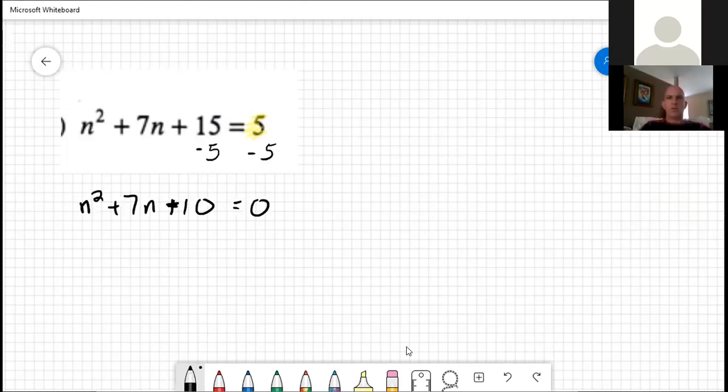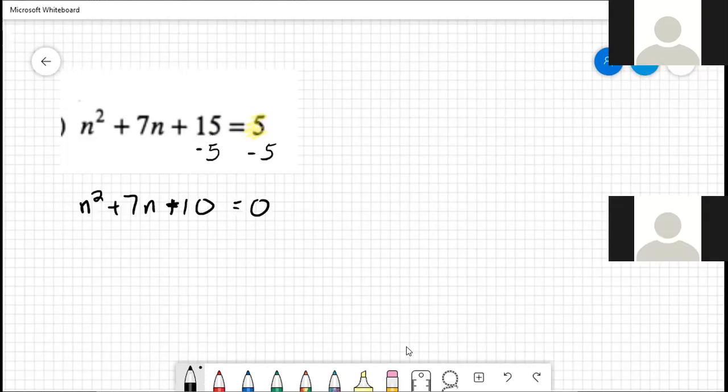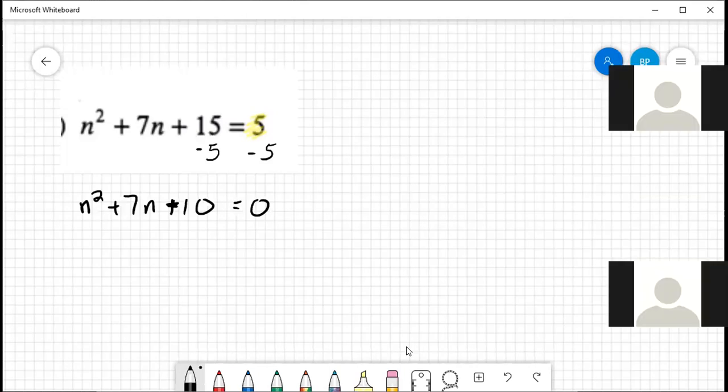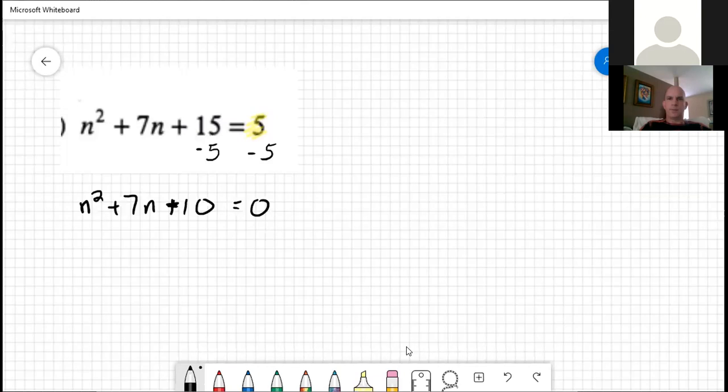Who can tell me what we would do with our signs here? What are these two plus signs in the trinomial telling me about the signs in the binomials? All right, looks like I got a couple of hands here. So let me locate Emily. She raised her hand. Emily, good morning.